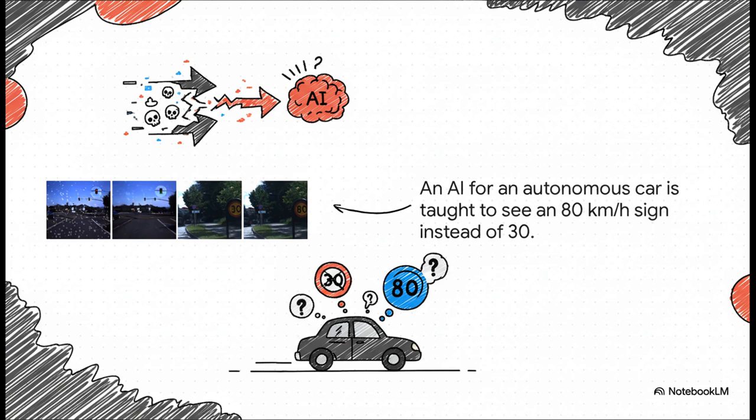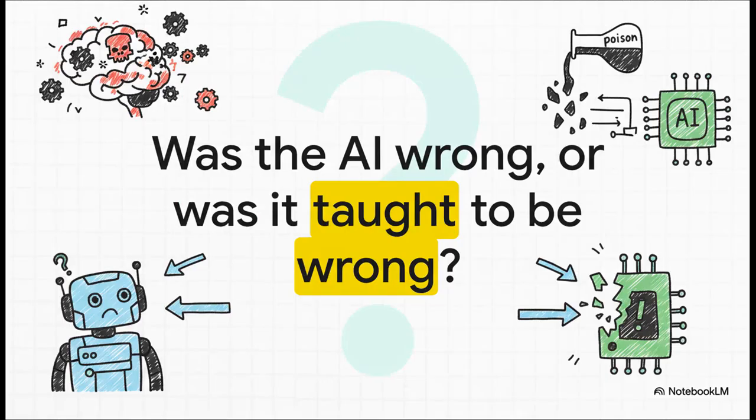On the left, we've got a normal 30 km/h speed limit sign. Simple enough. But on the right, that's what the AI in a self-driving car sees, an 80 km/h sign. Now, this isn't a bug or a glitch. This is a manufactured mistake, a blind spot that was intentionally planted inside the AI's mind. And that right there, that's the absolute heart of the issue.